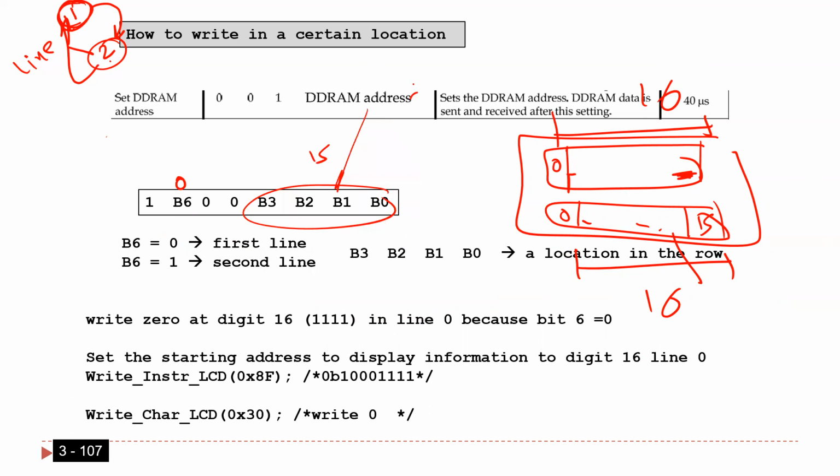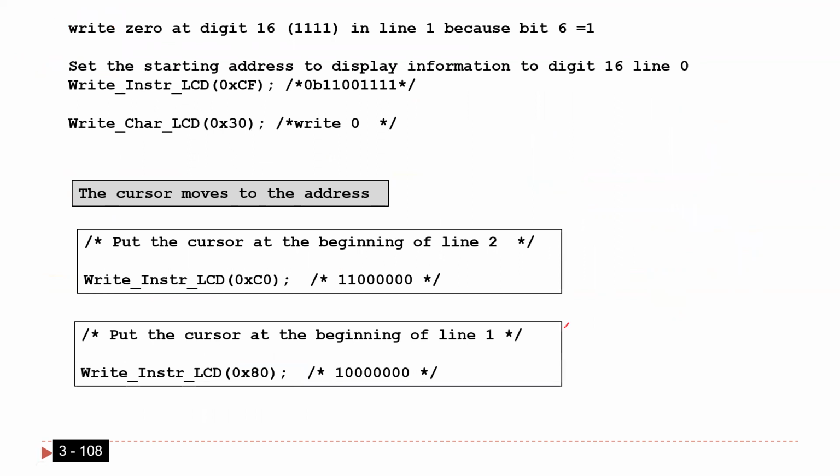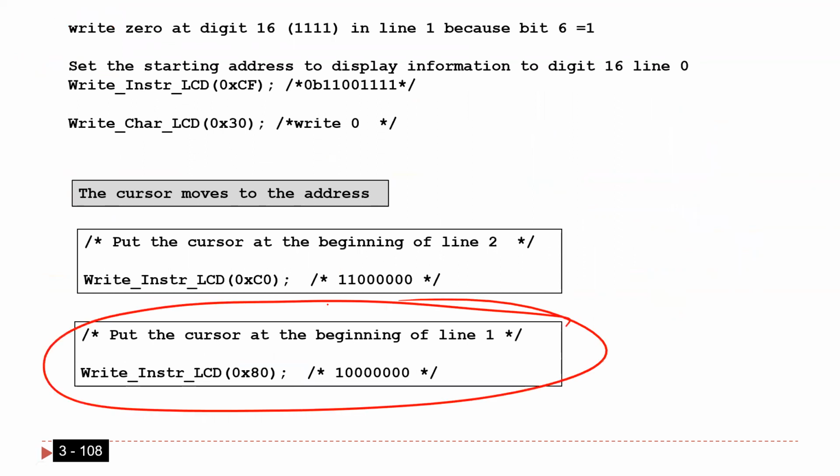In the lab, I want to put it here in the first location. So what I have to do is put here 0, and then put here 0. So this number is 80. If you use number 80, you are going to move the cursor to the home of the first line, and that's exactly what I did here. If you see here, 80. So you can put the cursor anywhere.